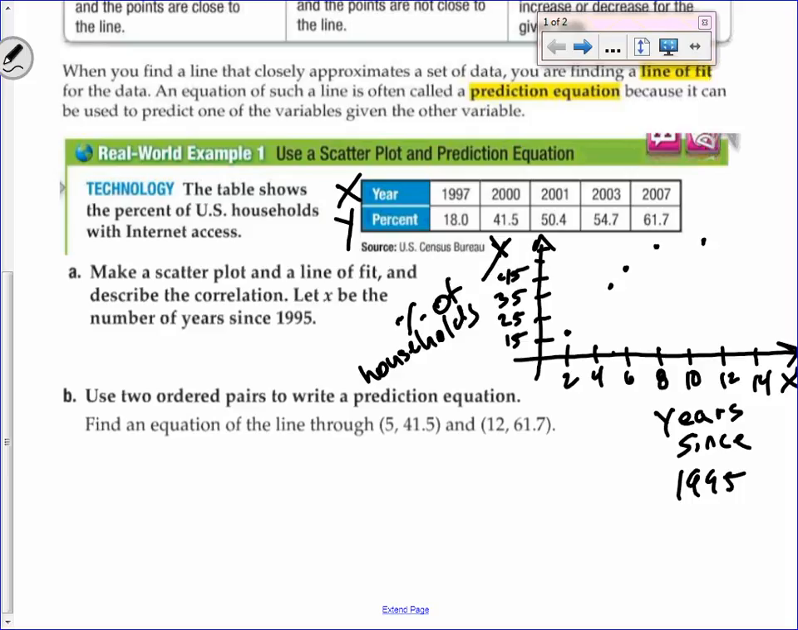Now, use two ordered pairs to write a prediction equation. Here, the ordered pairs we're going to want to use are (5, 41.5). That's that point there. I'm going to highlight that in red. That's the point we want to use, the (5, 41.5).